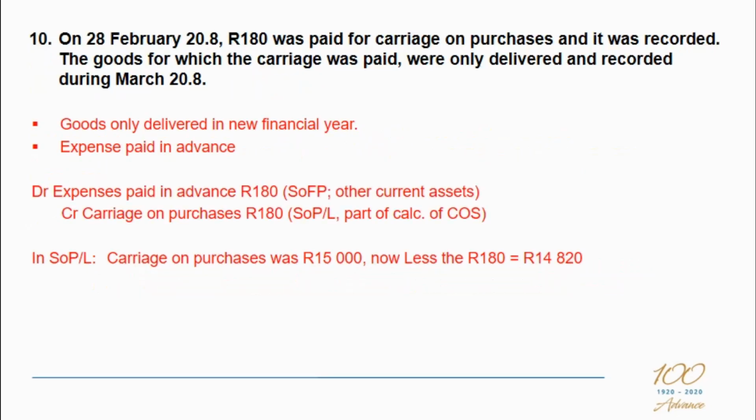On 28 February, 180 Rand was paid for carriage on purchases. It was recorded, but the goods were only delivered and recorded in my next financial year. So we have basically paid for an expense in advance. If we would have journalized this adjustment, we would have said debit expenses paid in advance, 180 Rand. This basically will affect my statement of financial position because expenses paid in advance are treated as part of my other current assets. And we would have credited carriage on purchases.